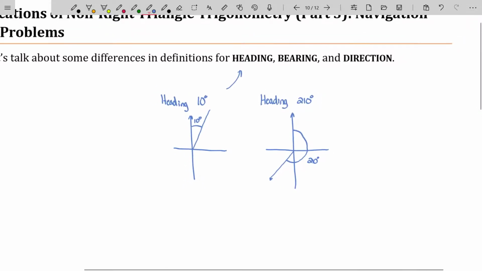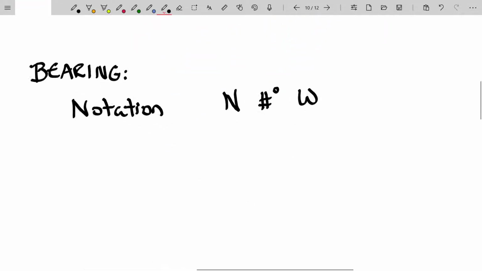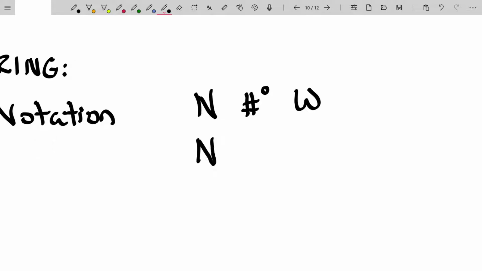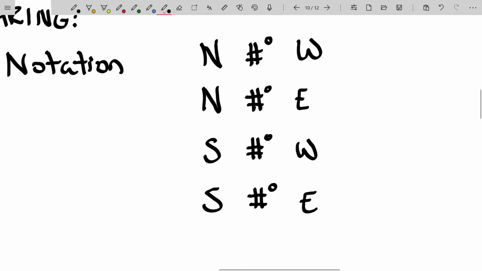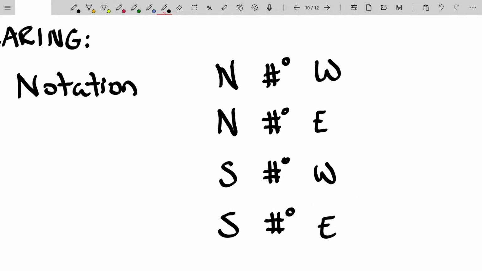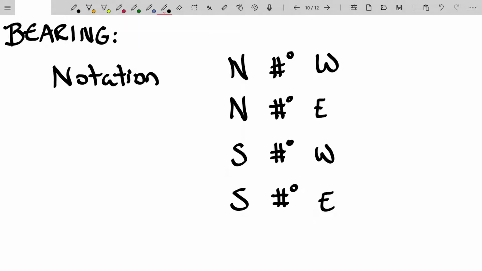And then bearing is the one that I'm going to focus on quite a bit. Bearing is what you would normally see in nautical navigation, where it's like north by so many degrees east or west, or south by so many degrees east or west. So again, bearing has the notation north by so many degrees west, or north by so many degrees east, or south by so many degrees west, or south by so many degrees east. You do not start with east or west. So do not say, oh, it's east by so many degrees north. That is not used. So we start with north or south and we end with west or east.